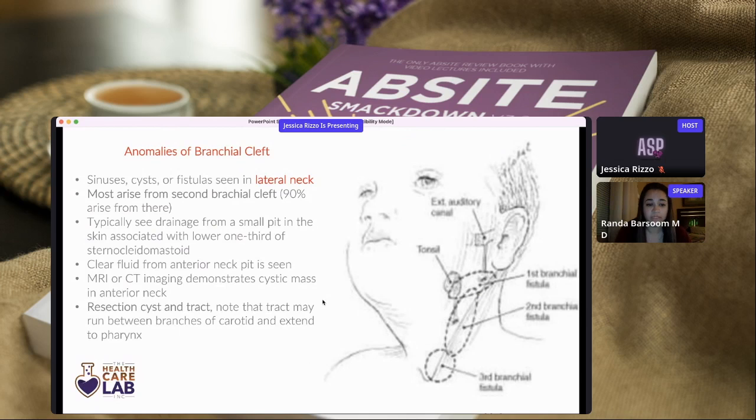So MRI or CT will show you that cystic mass. And then the treatment is resection of the cyst and the tract as well. Remember to be very wary because that is a very high real estate area where the carotid runs, as well as several branches and muscles. Next.